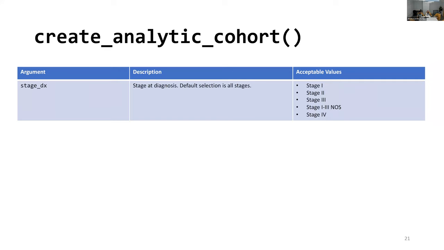We can build an analytic cohort based on stage at diagnosis, which we'll do for our case study. By default, no subsetting is done based on stage, but you can subset based on stage 1, 2, 3, 1 through 3, not otherwise specified, or stage 4.